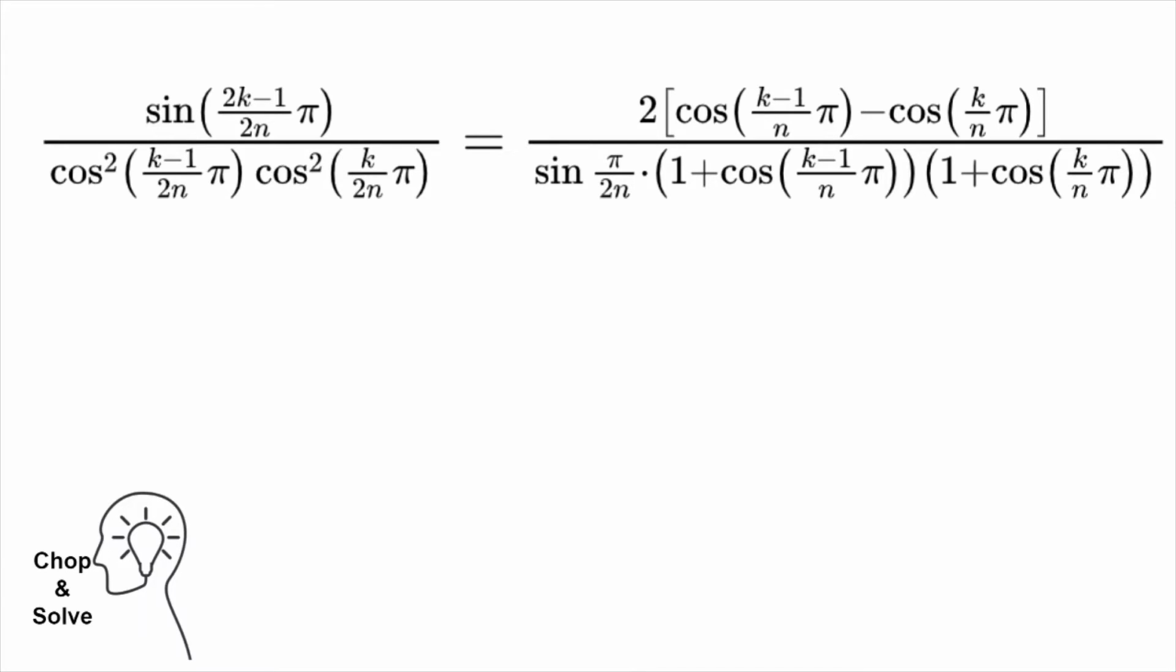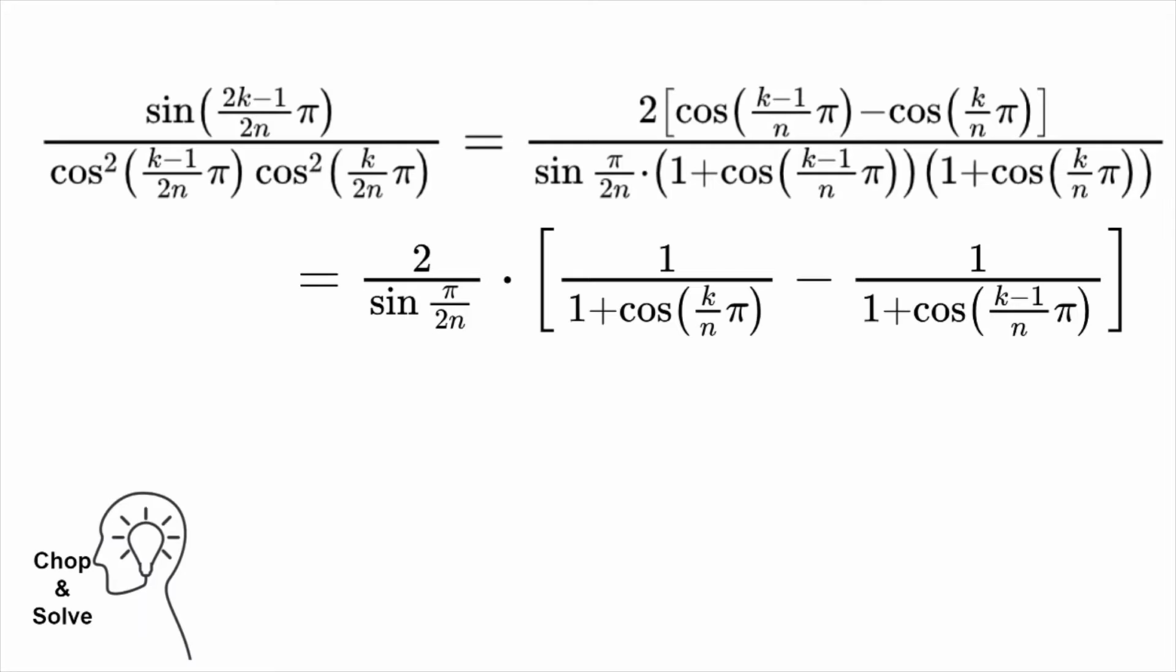Moreover, in the numerator we can write 1 plus cos((k minus 1)π by n) minus 1 minus cos(kπ by n), and it becomes 2 by sin(π by 2n) into 1 divided by (1 plus cos(kπ by n)) minus 1 divided by (1 plus cos((k minus 1)π by n)). You will observe that we have solved it as v_k minus v_{k minus 1}, where v_k is 2 by sin(π by 2n) into 1 plus cos(kπ by n). It is our first hint, and our second hint is that the limit as theta tends to 0 of sin theta by theta equals 1.